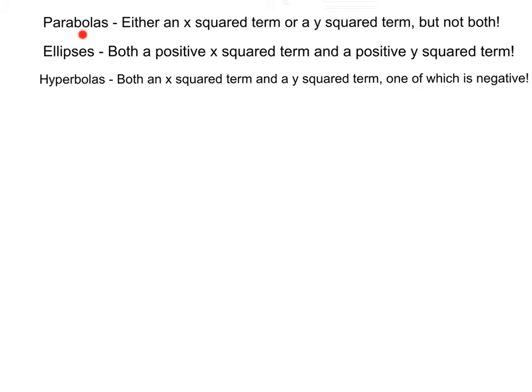When dealing with parabolas, there's either an x squared term or a y squared term, but not both. So only an x or a y will be squared. For ellipses, you have both a positive x squared term and a positive y squared term. For hyperbolas, you have both an x squared term and a y squared term, one of which is negative, only one, the other one's going to be positive.